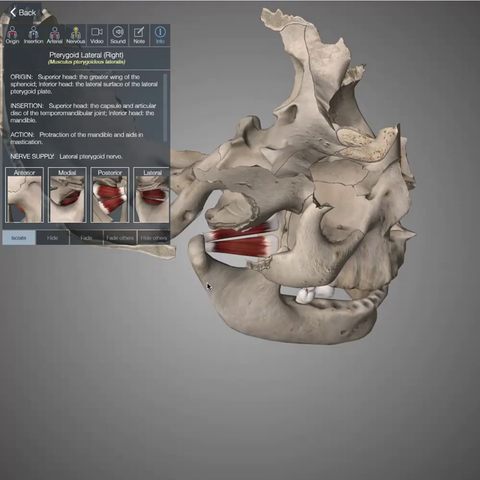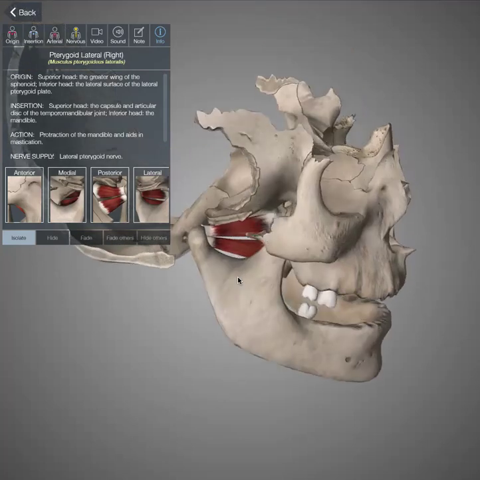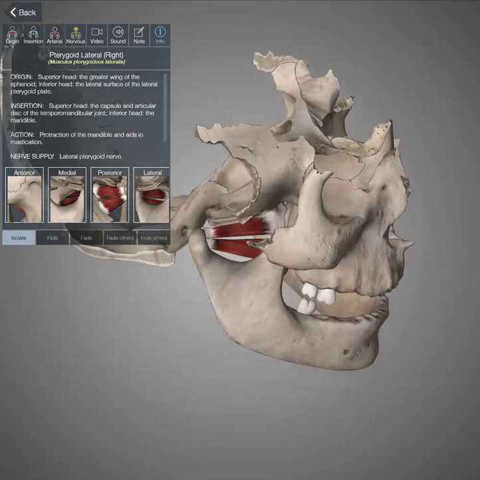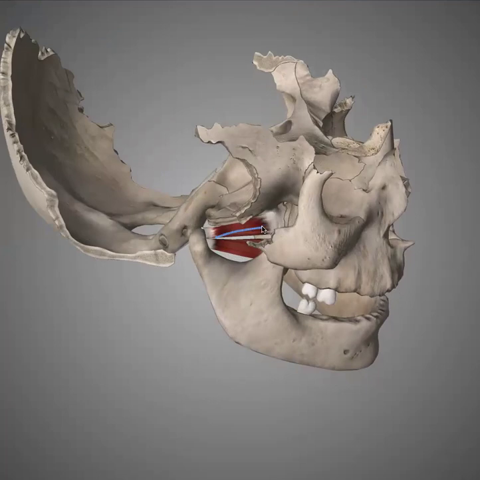Action. If they contract, if they become short, they pull this forward because they're pulling here. So the mandible will come to the front. So the action is protraction of the mandible.